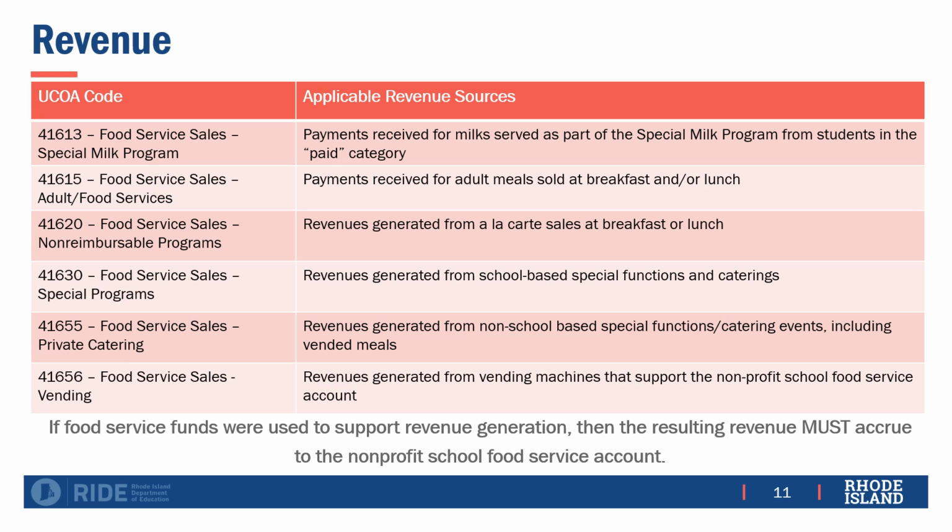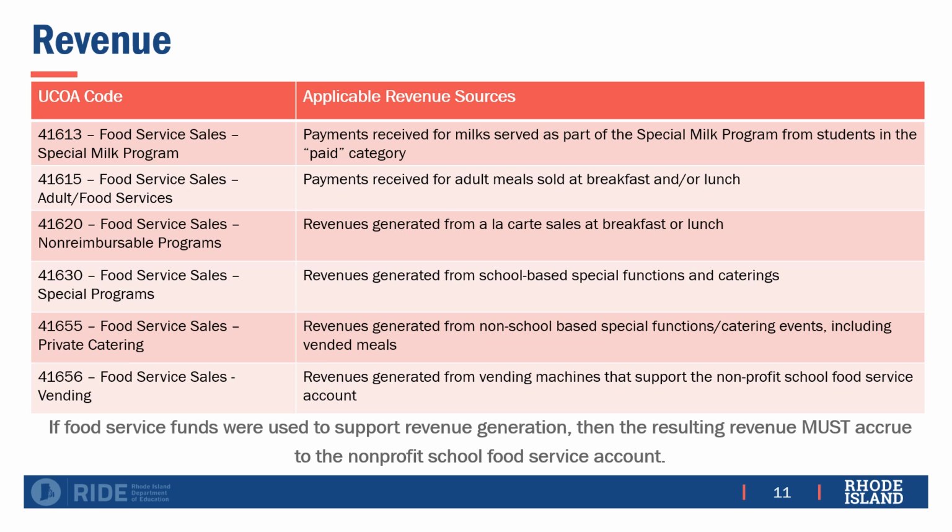While the UCOA codes displayed on the previous slide represent the most common program revenue codes that will apply to most SFAs, there are additional revenue codes that may be used depending on unique activities of each SFA. Many SFAs will use codes 41615 for adult meal sales and 41620 for non-program revenues, which would include any student a la carte sales.